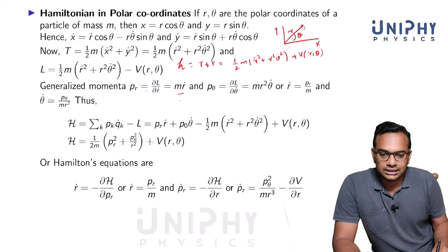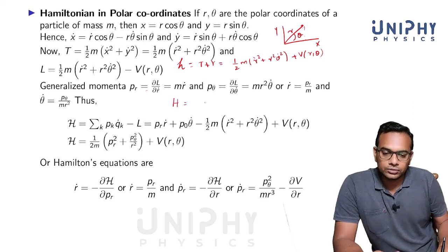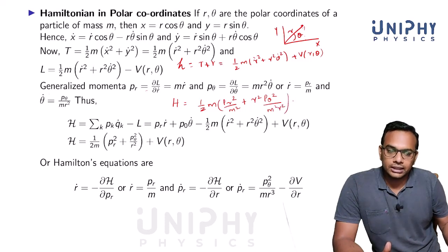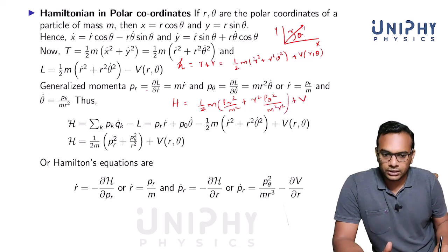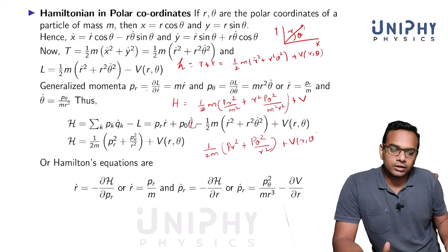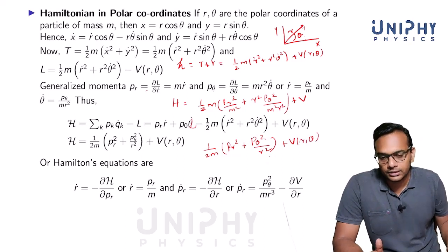All right, so if you see that, the Hamiltonian H is equal to 1 by 2m, it becomes p_r square by m square plus r square p_theta square divided by m square r square, plus V. What does this become? It becomes 1 by 2m [p_r square plus p_theta square divided by r square] plus V of r comma theta. That's the Hamiltonian. It's not very difficult.